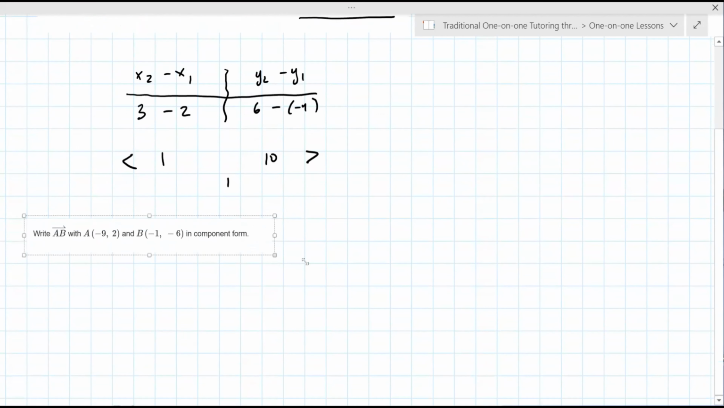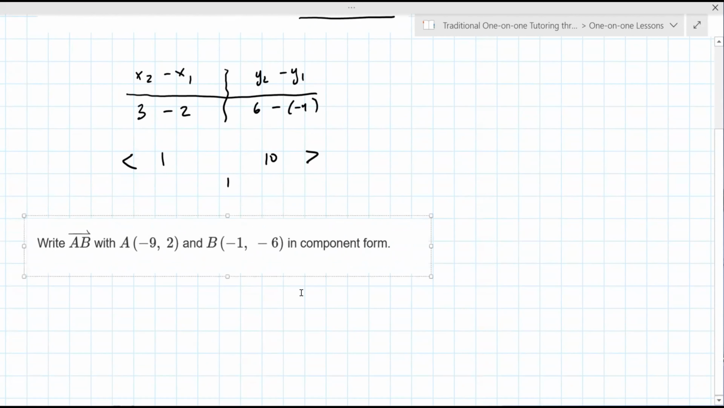Okay, so here, you're going to take the value in B, like if this is X1 and this is Y1, this is X2 and this is Y2, you're going to take the value in B and subtract A. You do it for each of the components. Okay, so work that out and let me know what you get for a final answer.